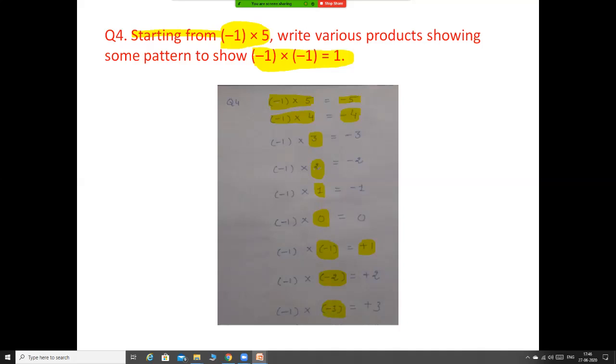So this way we see, first of all we are writing only minus 1, minus 1, minus 1, minus 1, everywhere this is minus 1, into everywhere this is into. And what was there next? 5, 4, 3, 2, 1, 0, minus 1, minus 2, minus 3. Okay, accordingly we got the answer.